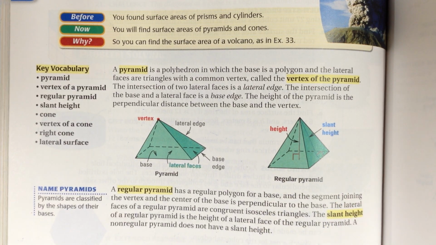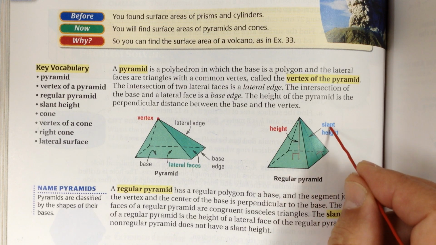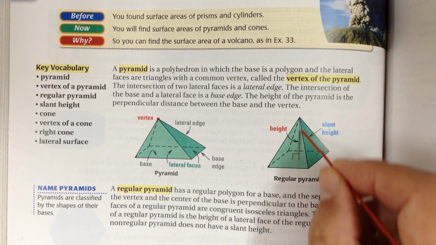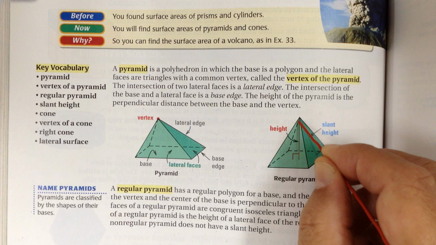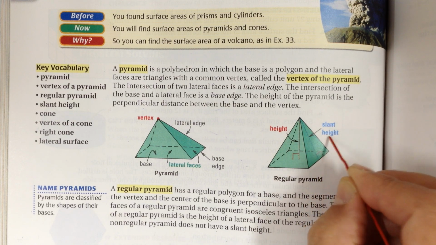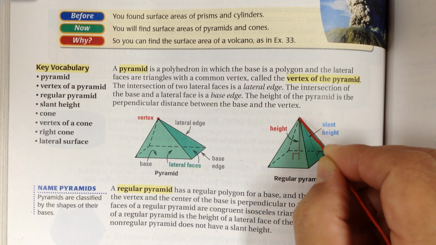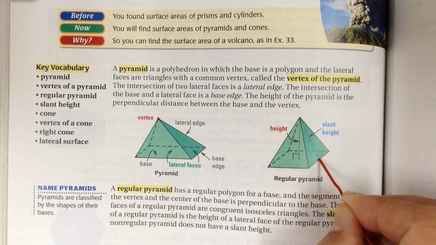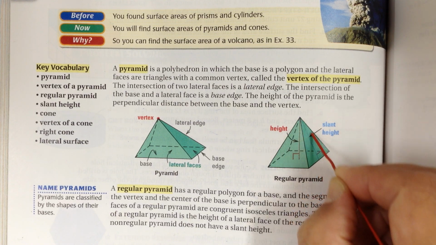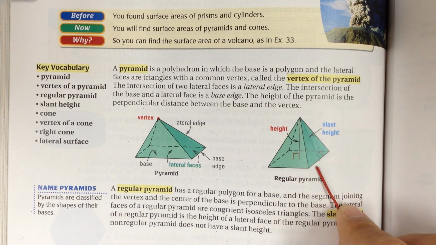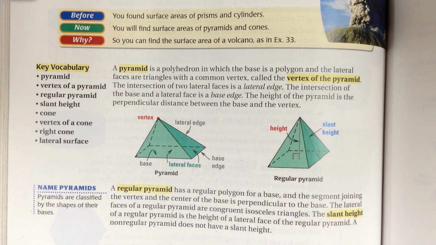So make sure you know the difference between the slant height and the height. Again, the height is from the vertex, it goes straight down. The slant height is the height of the triangle. It's from here to here. Basically it's the apothem of the triangle, from the vertex to here. So make sure you know the difference between the two.